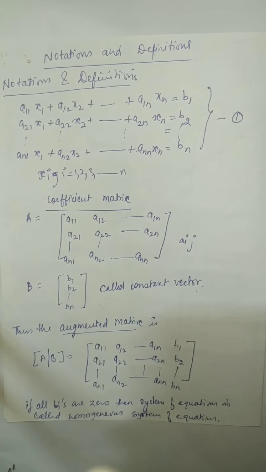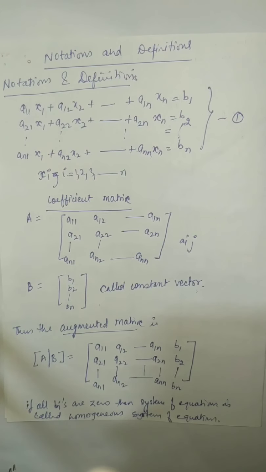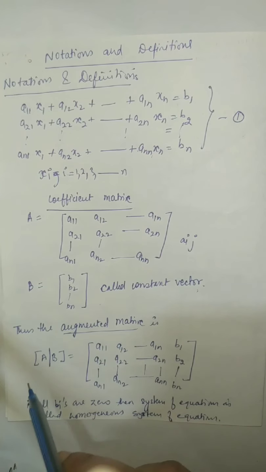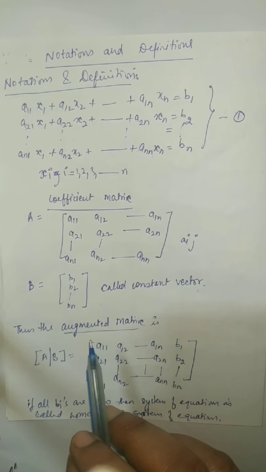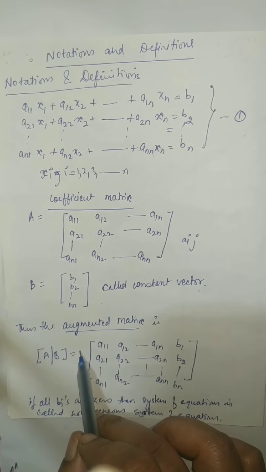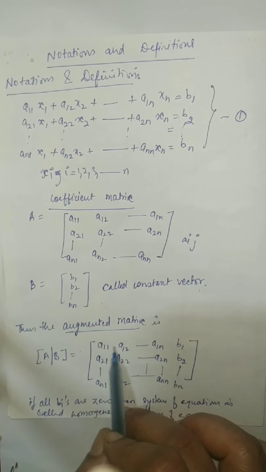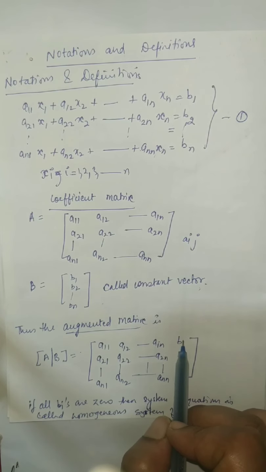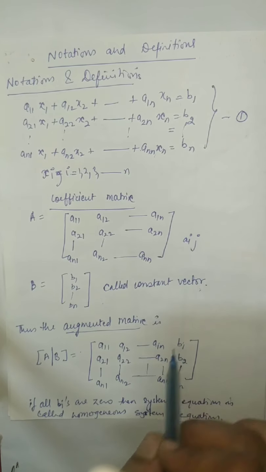The coefficient matrix may be combined with the column vector capital B to form the augmented matrix. This augmented matrix जो आपने matrices में पढ़ी है अपने lower standards में, so augmented matrix [A, B], where all the elements of A and then elements of B, that is the constant vector.